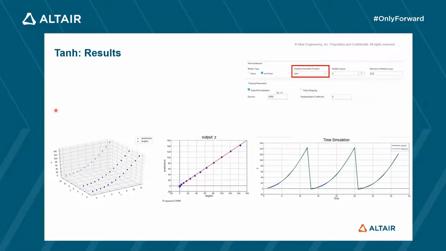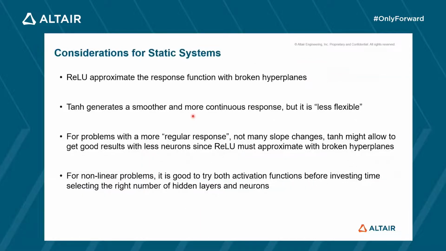And just going over results of the tan hyperbolic, we can see that it has a relatively good prediction ability. So we have considerations for a static system. The ReLU activation function approximates the response with broken hyperplanes. Tanh generates a smoother, more continuous response, but is possibly less flexible.